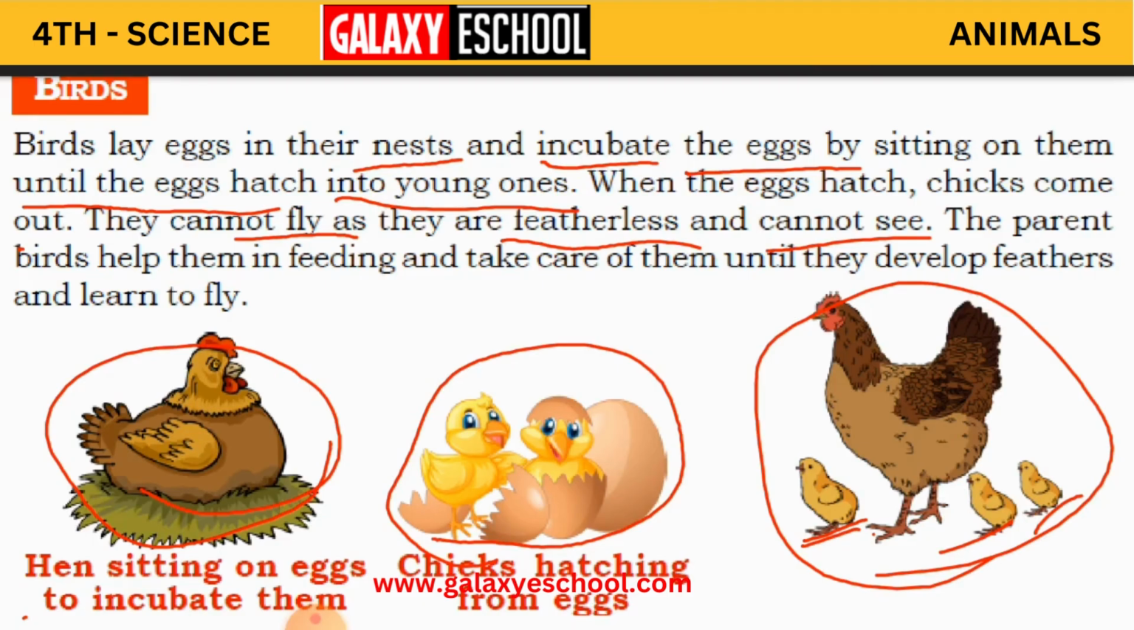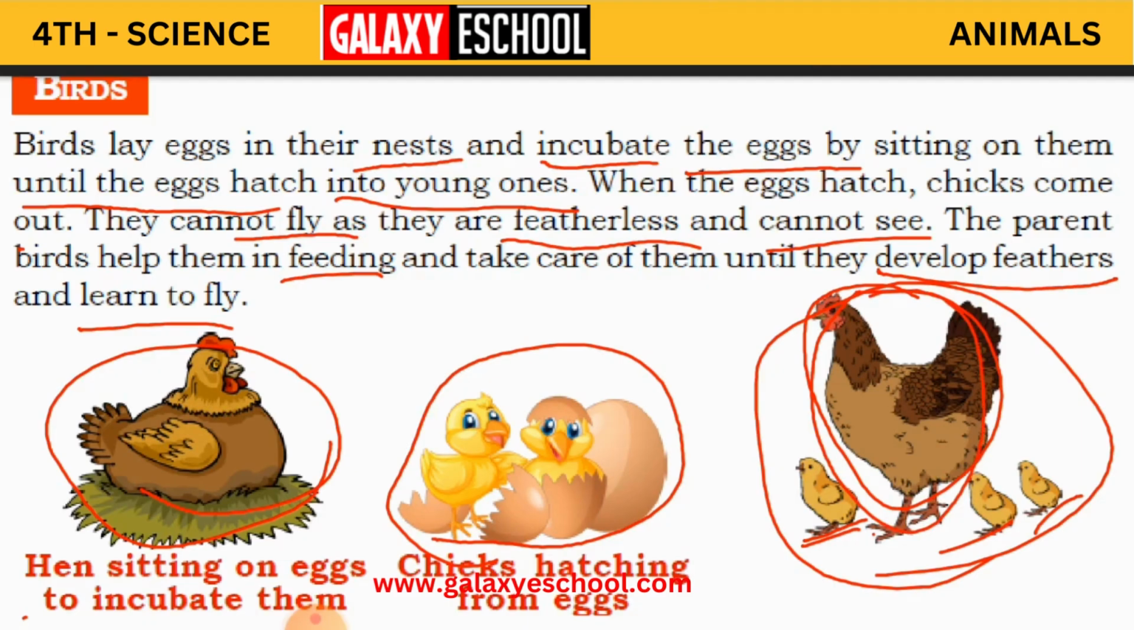They cannot see. So here the parent bird helps them in feeding and takes care of them until they develop feathers and learn to fly. So now the mother animal, that is the parent animal, what the hen does, it will take care of the chicks by feeding. Feeding is like giving them food, and until they develop their feathers and learn to fly, the parent bird will take care of the baby chicks or baby birds. Okay, children, their own young ones.